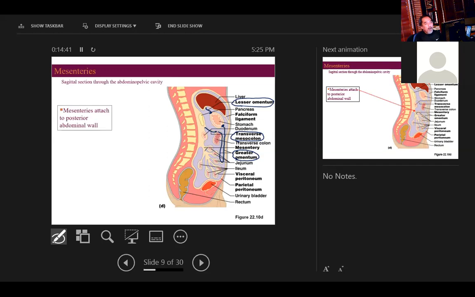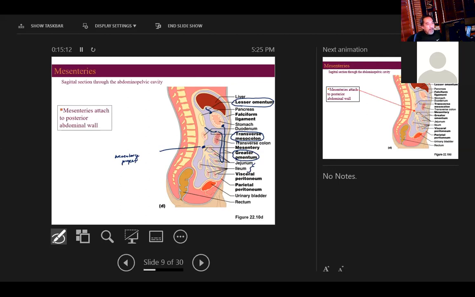Now, another one here is going to be the mesentery that connects all this small intestinal tract, the jejunum and ileum. Okay, so the jejunum and ileum, except for the duodenum, is actually connected to the dorsal wall, and that is your mesentery, or sometimes we call that the mesentery proper. Okay, and those are the different mesenteries.